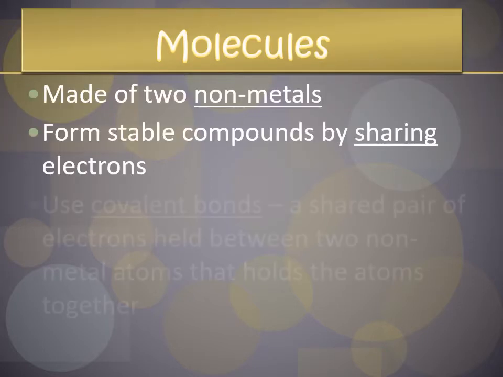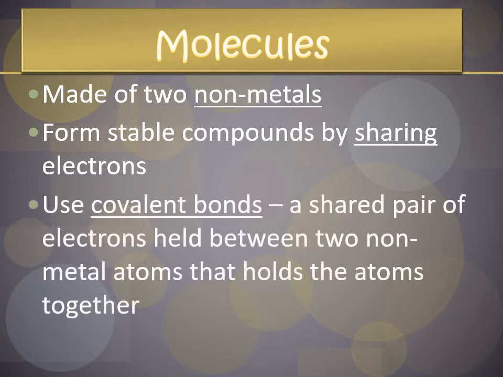So a molecule is made up of two nonmetals, and the nonmetals are joined together by a bond called a covalent bond that actually allows the two nonmetals to share electrons.